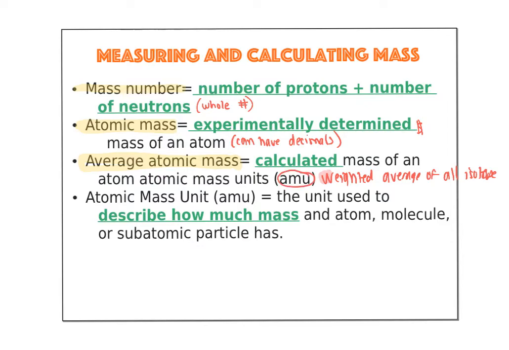Well, what is AMU? AMU stands for atomic mass unit. This is the unit we will use to describe how much mass an atom, molecule, or subatomic particle has. It's the number that you see on your periodic table, right? That's what these are right here. So this one is the periodic table. This one is lab. This one is protons plus neutrons. All right?